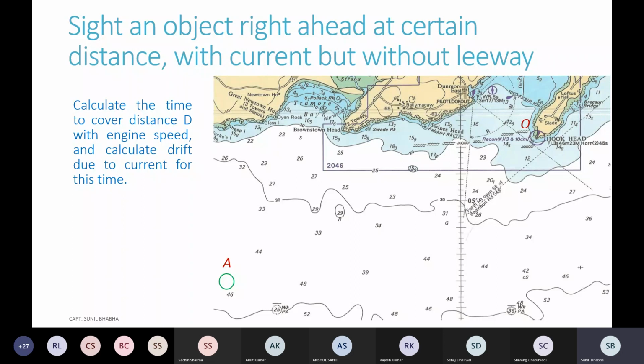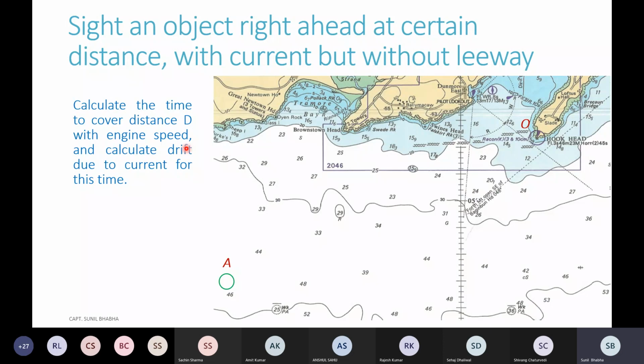So step number one in this question, we need to find out the time required to cover the given distance. Let us say they want us to have this lighthouse right ahead at 12 miles off. So we need to find out what is the time that our ship requires to cover this 12 miles distance using our engine speed. So let's assume our engine speed is also 12 knots. So we know that we require 1 hour to cover this distance. So this is the first step: calculate the time required to cover the given distance D using the engine speed. Now, once you have that time known to you, we can proceed ahead.